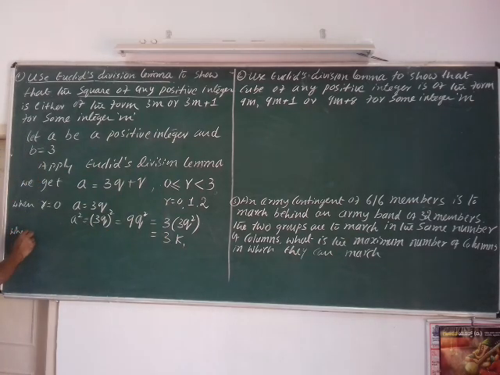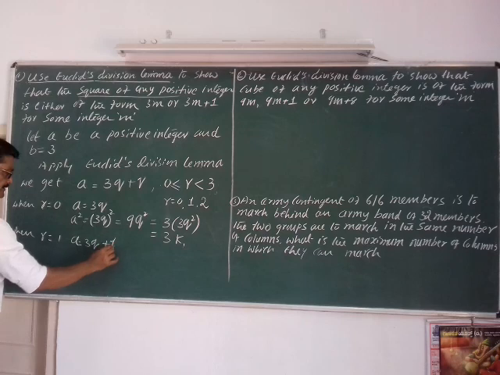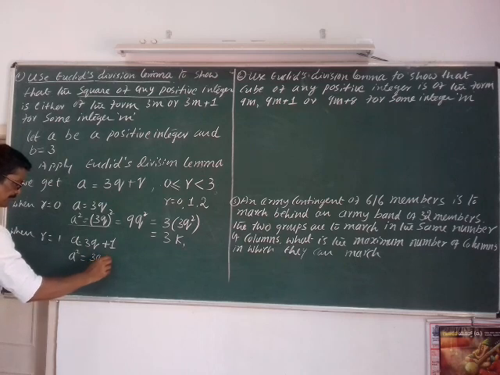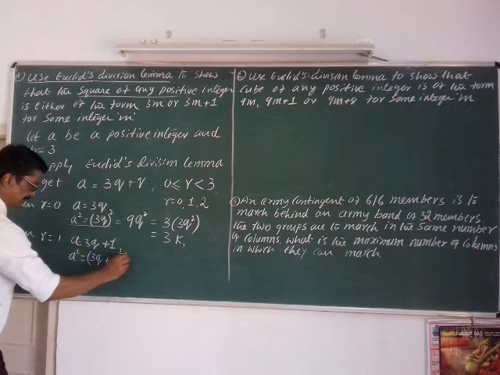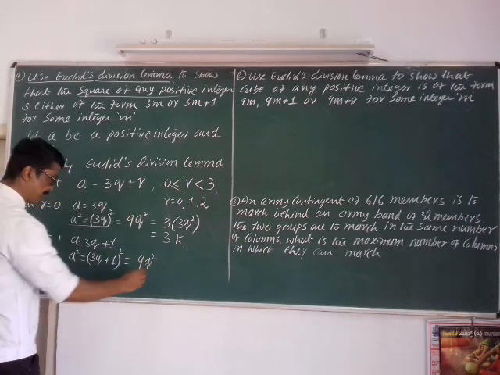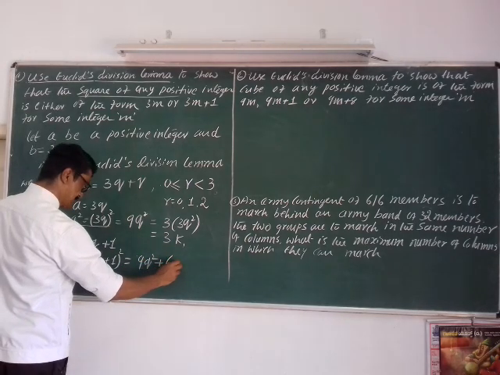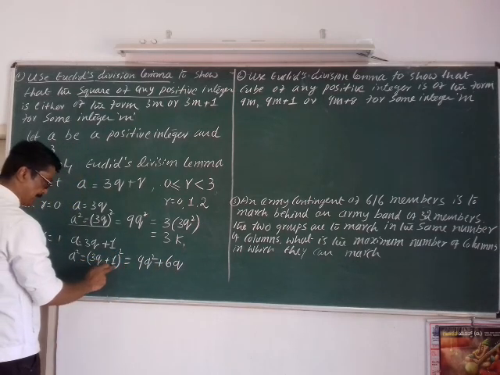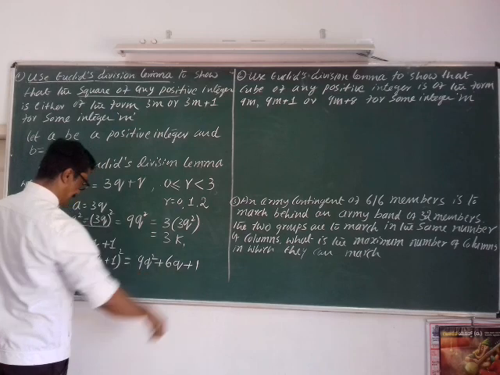When r is equal to 1, so a is equal to 3q plus 1. What you have to do is, you have to square. A square is equal to 3q plus 1 whole square. It becomes 9q square plus 6q plus 1, that is a square plus 2ab plus b square.